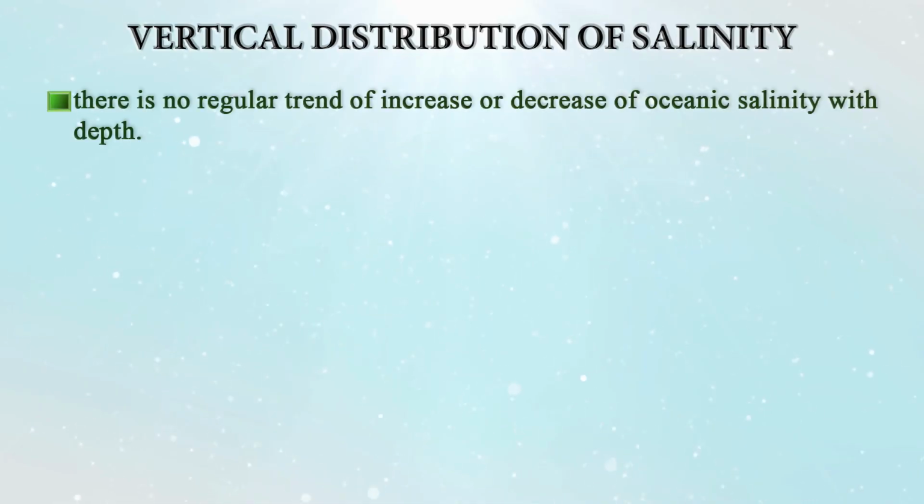Now let us also study the vertical distribution of salinity. Since oceans are three dimensional, we need to study the vertical distribution of salinity along with the horizontal distribution of salinity. There is no regular trend of increase or decrease of oceanic salinity with depth that has been reported by the famous oceanographers.